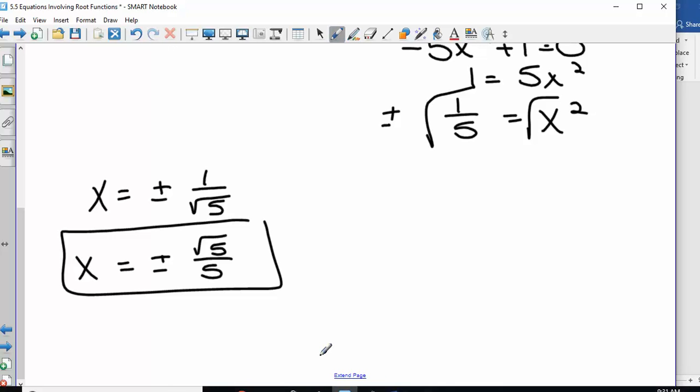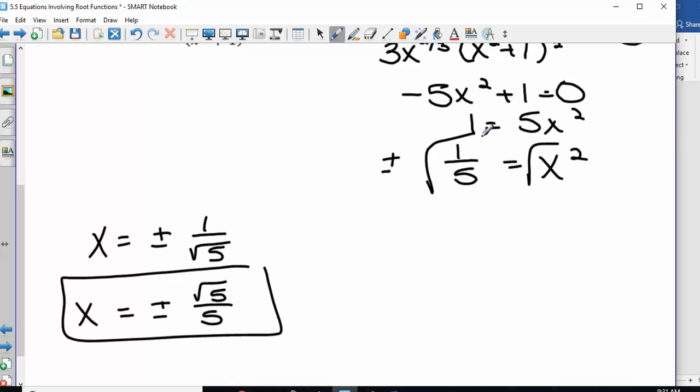Do you have a question? Yeah, I'm doing something like the radical 1 over 5. Okay, I divided by 5, so I got 1/5. Then this was an x squared, so to get rid of the square, I added a square root on each side. Anything else?